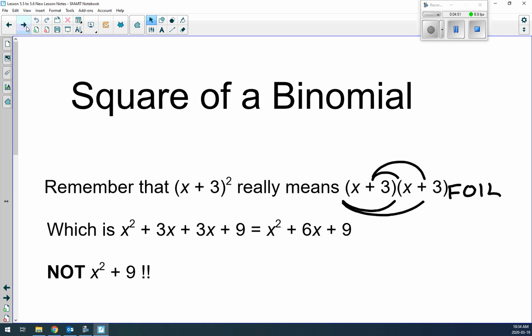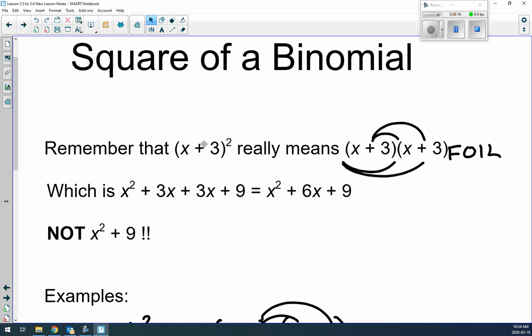Square of a binomial. Sometimes we write things in short form. For instance, if we have x plus 3 squared, you have to remember that that really means x plus 3 times x plus 3. So you have two binomials. Are you going to have to FOIL it? Yes, you are. First, x times x, outside, x times 3, inside, 3 times x, last, 3 times 3, which is your 9. And then again, you can combine the middle terms.